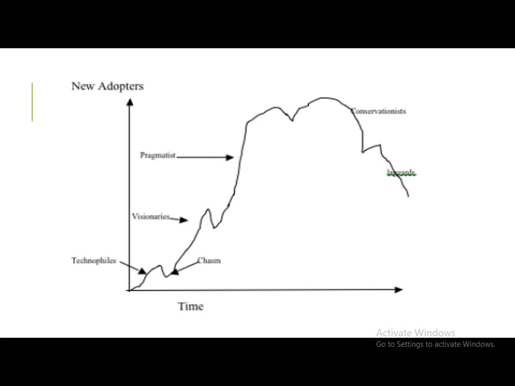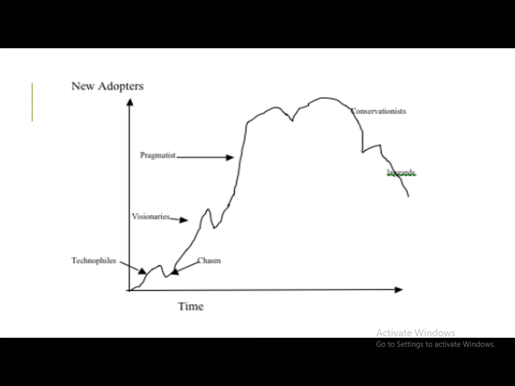Moore claims that pragmatists will not treat visionaries as a reference when it comes to adoption. Pragmatists want proven solutions with little trauma in their adoption. So this graph is time versus new adopters. A pragmatist will not buy unless the pragmatist provides the references.